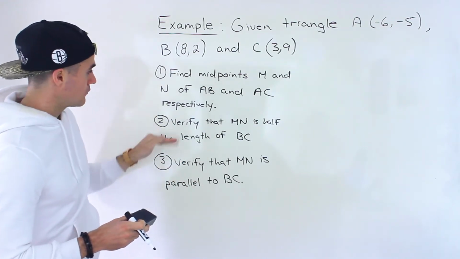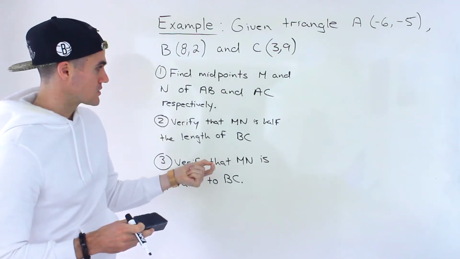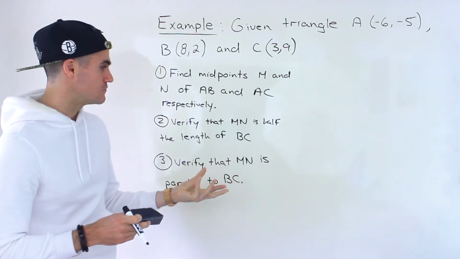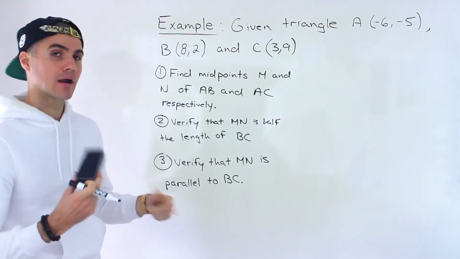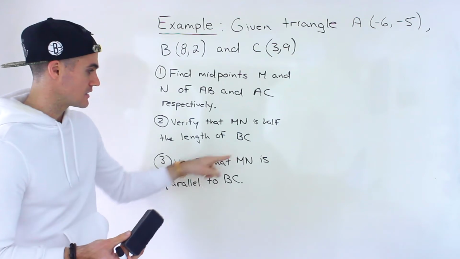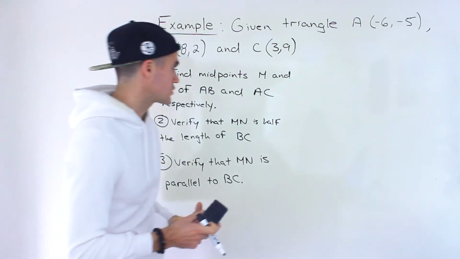And then once we have those midpoints, number two, we have to verify that MN is half the length of BC. And then number three, we have to verify that MN is parallel to BC, that those two lines are going to be parallel. So this is a popular type of question.